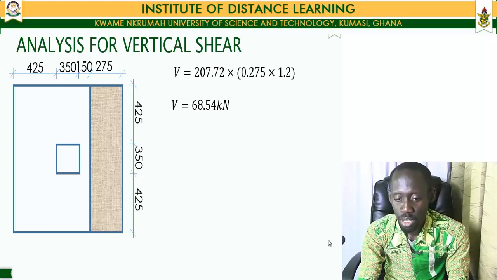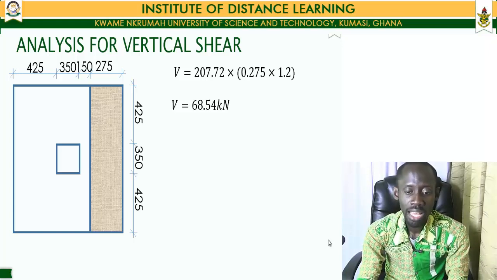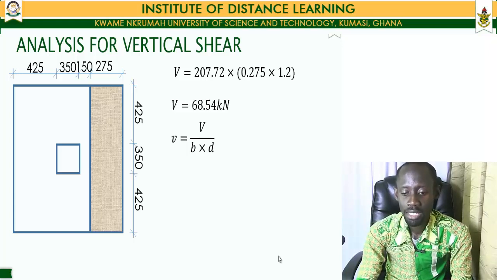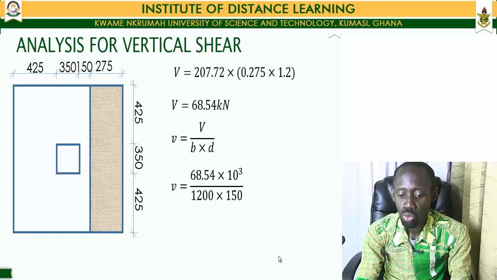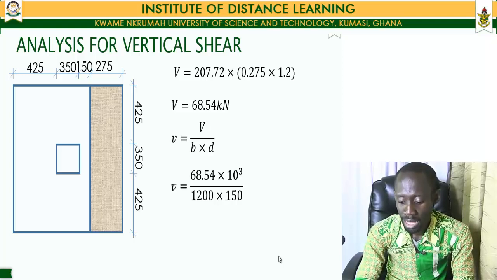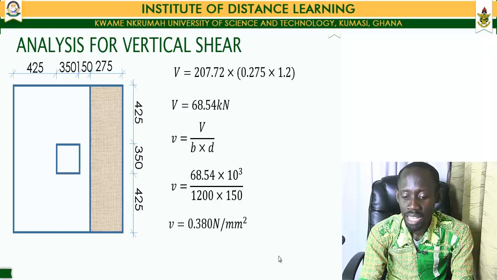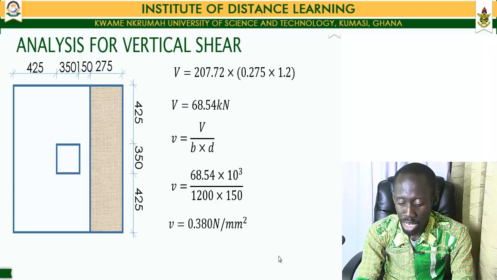Now, having gotten our shear force value, we convert it into a shear stress value. This is arrived at by dividing our shear force value by the breadth and the depth of our pad foundation. We had our shear force value equal to 68.54 kilonewtons. In converting it from kilonewtons to newtons, we multiply the 68.54 by 10 to the power 3. And for the breadth of our pad foundation, as we saw before, it was equal to 1,200, and our effective depth has a value of 150. This gives us a shear stress value of 0.380 newtons per millimeter squared.